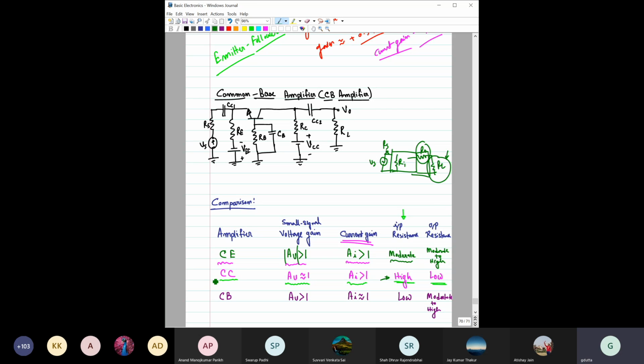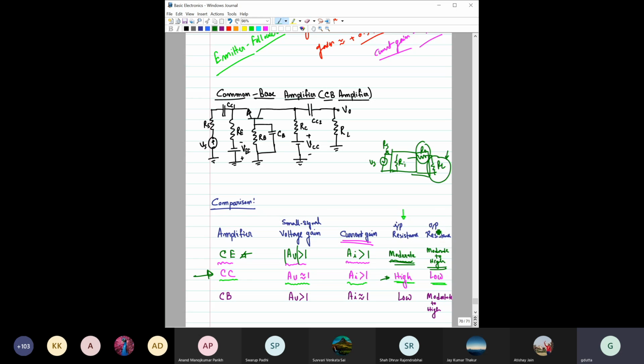So that way, in certain applications the CC amplifier is good because it can take the entire voltage as an input inside the amplifier, and at the output it can deliver almost the entire amplified version. However, it cannot provide any voltage gain, but it can increase the current, right? Whereas the CE amplifier can provide both high voltage gain as well as current gain, but its input resistance is not that suitable for different applications.